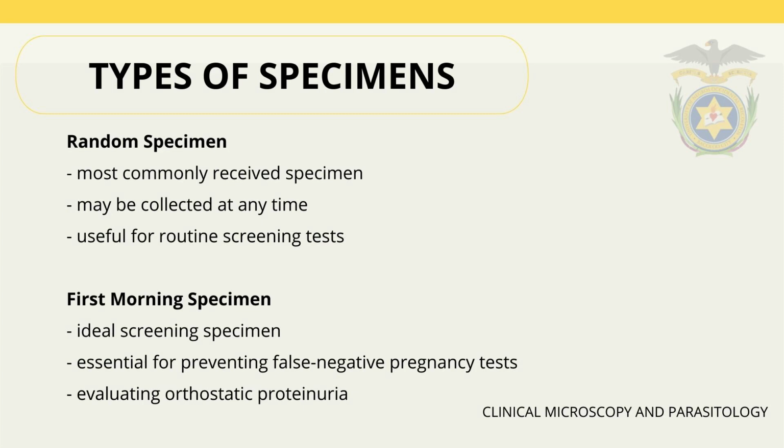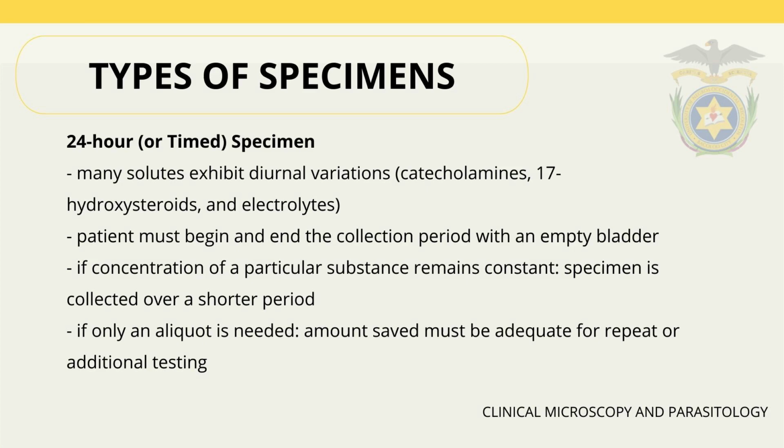It is a concentrated specimen, assuring detection of chemicals and formed elements that may not be present in dilute urine. Many solutes exhibit diurnal variations such as catecholamines, 17-hydroxysteroids, and electrolytes. These substances that exhibit diurnal variations show lowest concentrations in the morning and highest in the afternoon. When these substances need to be measured, a 24-hour collection is required.